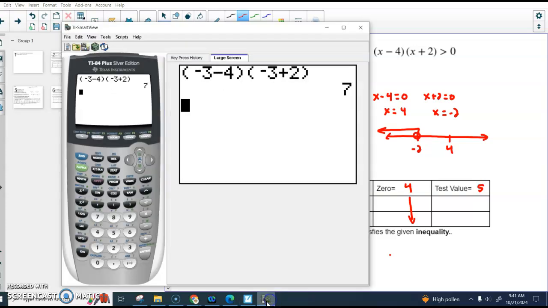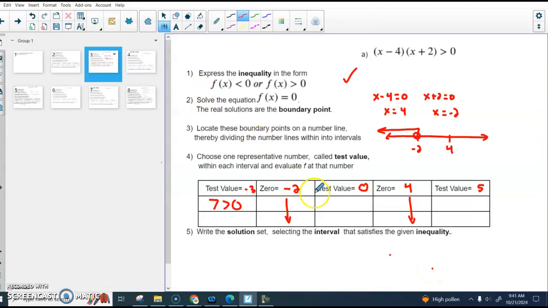Now I'm going to plug 0 in. So I'm going to do 0 minus 4 and then 0 plus 2. And when I do that, I get negative 8. So when I look at negative 8, is negative 8 greater than 0? I know that's not a solution. I do know that this other region is a solution.